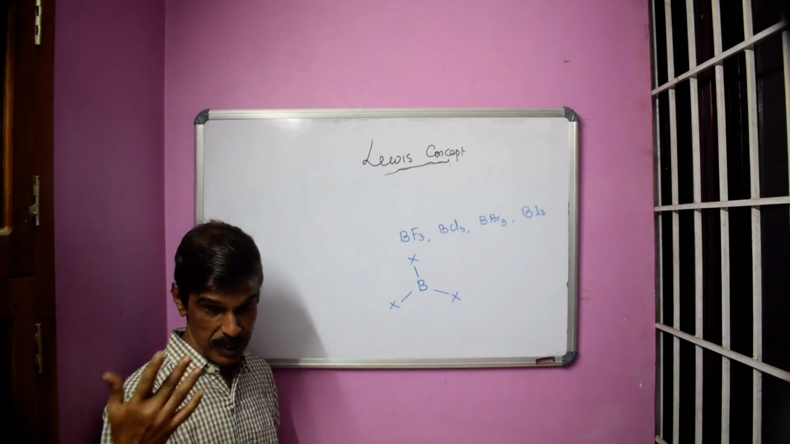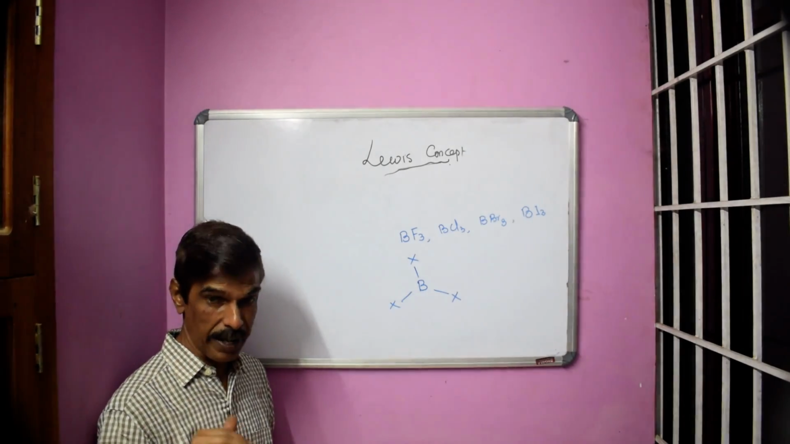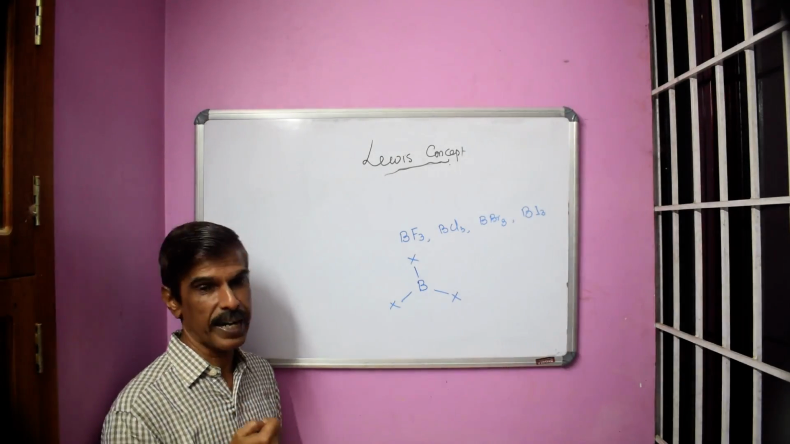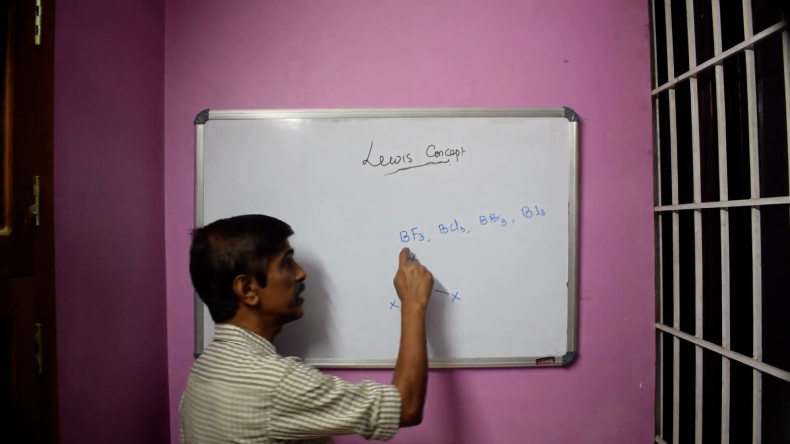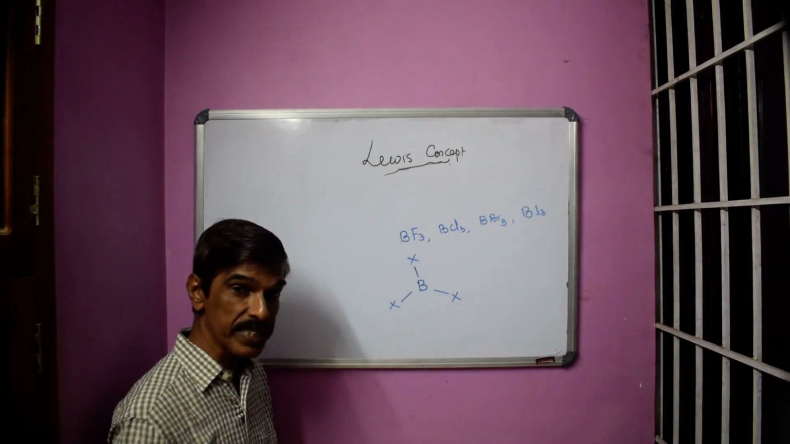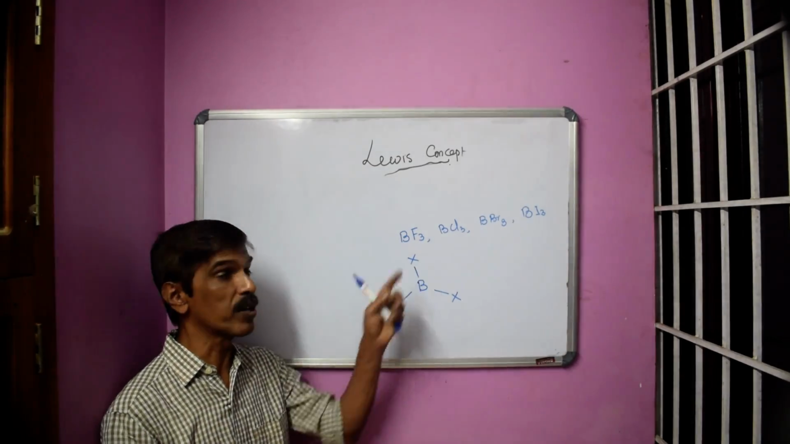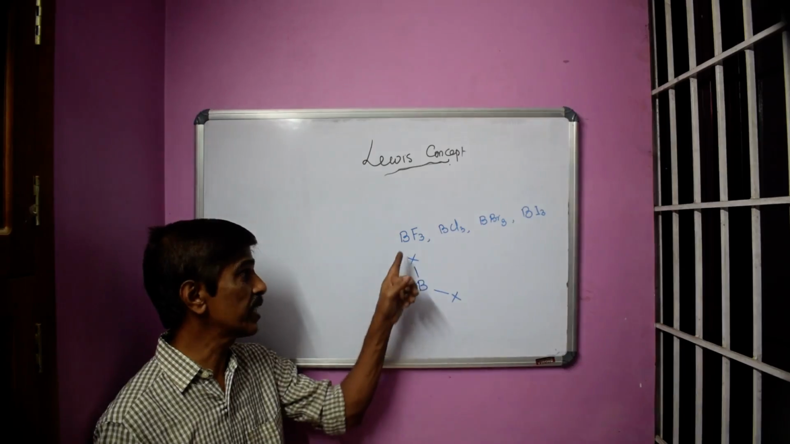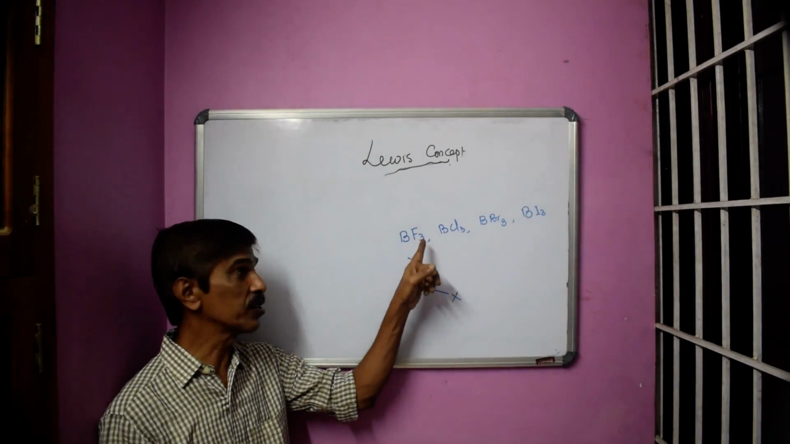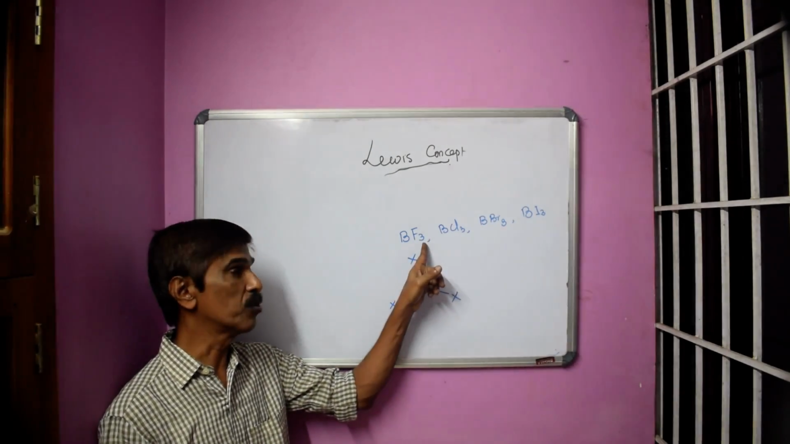See, as per the Lewis concept, an acid is an electron pair acceptor. So if you have a series of molecules, the strongest acid is the one which has the greatest tendency to get a pair of electrons, and at first glance you can see that is BF3 because of the very high electronegativity of fluorine.